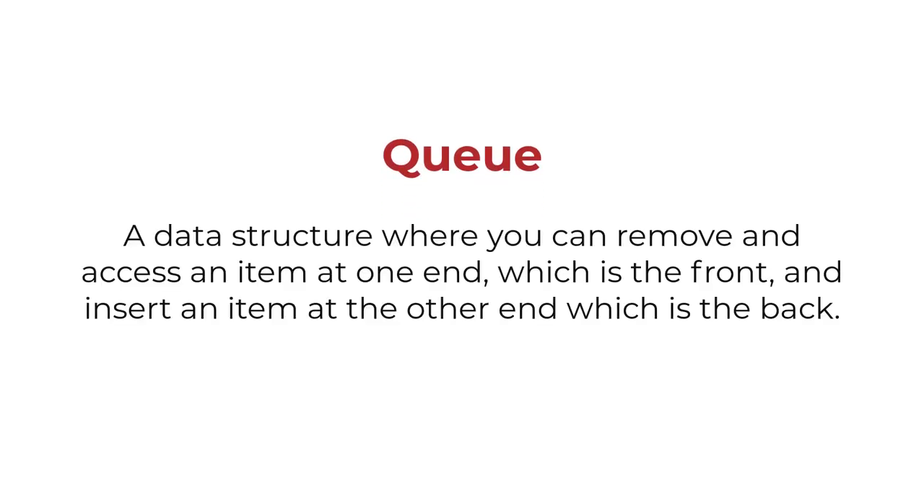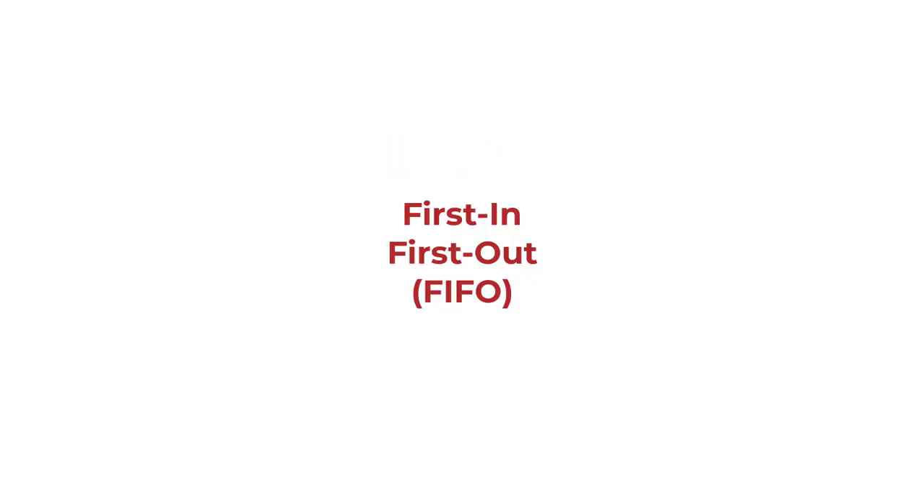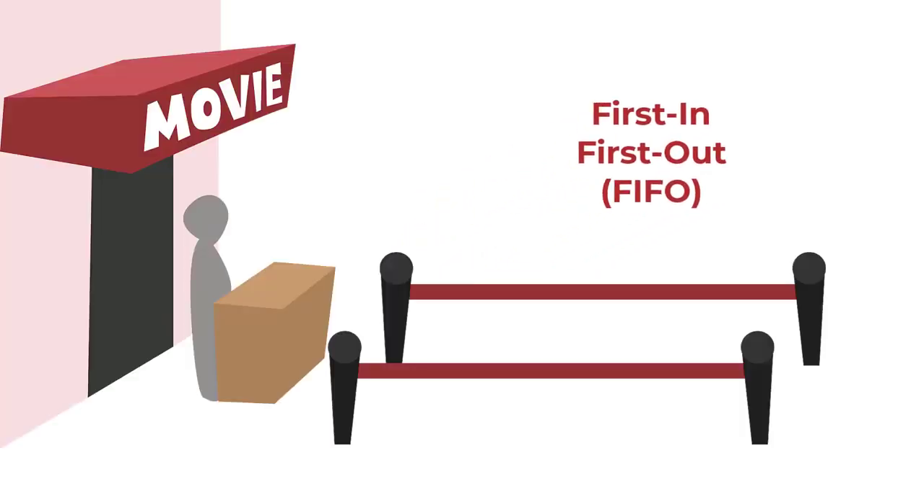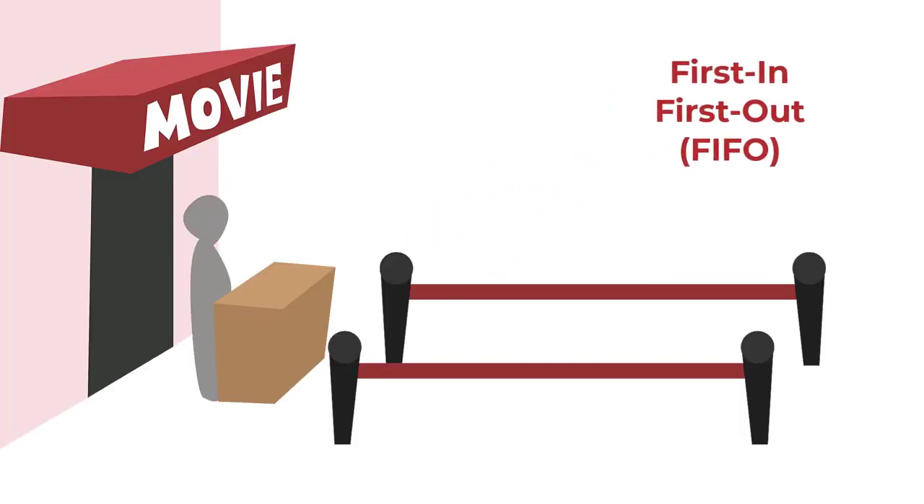As you were waiting in line, we can relate this to a queue. A queue is a data structure where you can remove and access an item at one end, which is the front, and insert an item at the other end, which is the back. It follows a first-in, first-out system where the first item that you put in the queue will be the first item that you will take out. The waiting line is the perfect example for this.